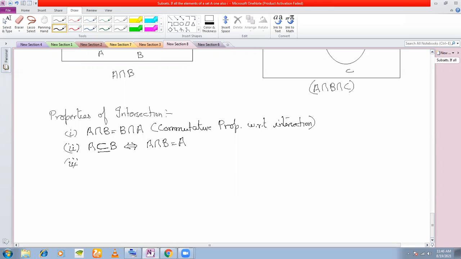The next property is A intersection B intersection C is equal to A intersection B intersection C. This is called the associative property with respect to intersection.